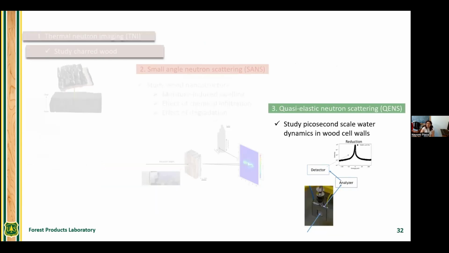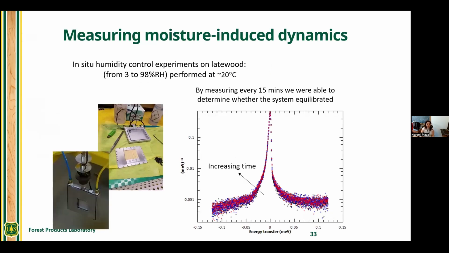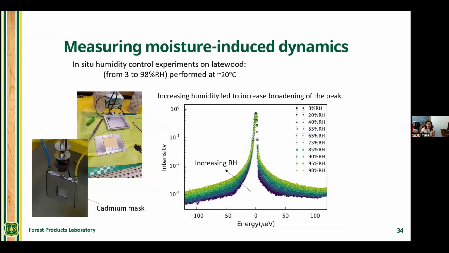So last but not least, we have also been using quasielastic neutron scattering to measure biodynamics. For this setup, we also spent some time creating a humidity control setup, and because data is time of flight, we were able to bin it and look at how it changed as a function of time, measuring every 15 minutes, so that we could determine when the system had entered equilibration, since the dynamics and the length scales might not be as compatible with when we were expecting equilibration to be reached. And by doing that, we were able to track the broadening of this quasielastic neutron peak to determine how the dynamics were changed.